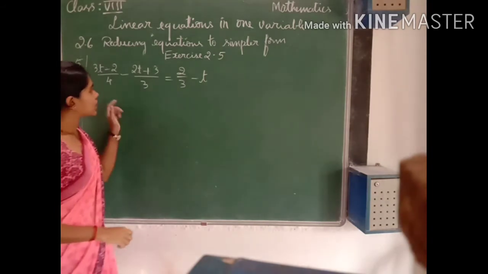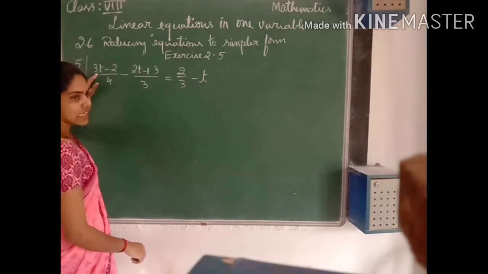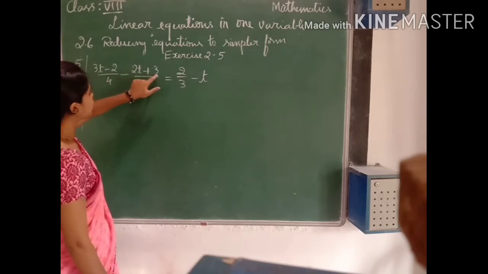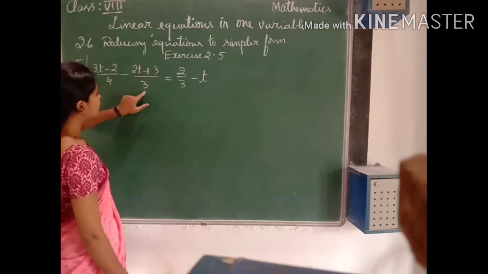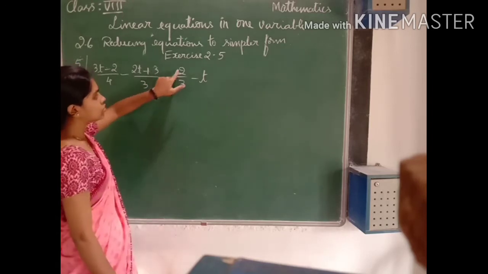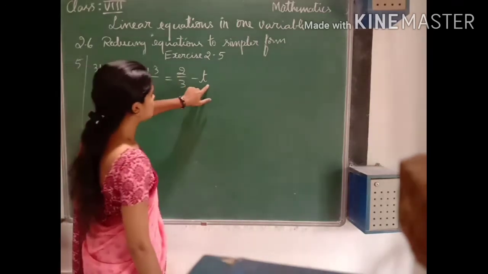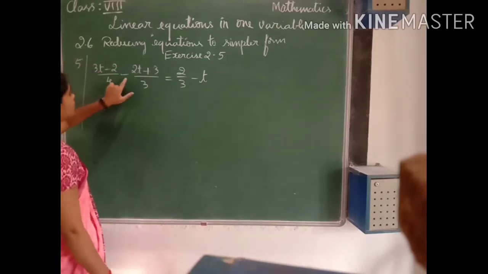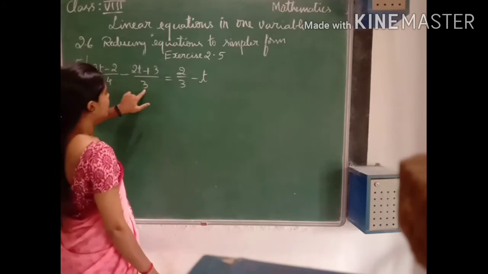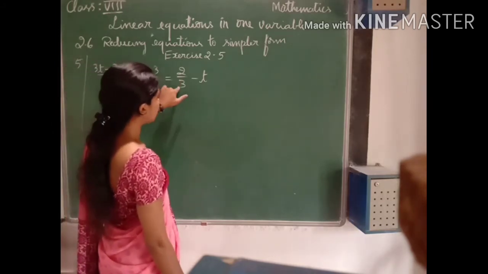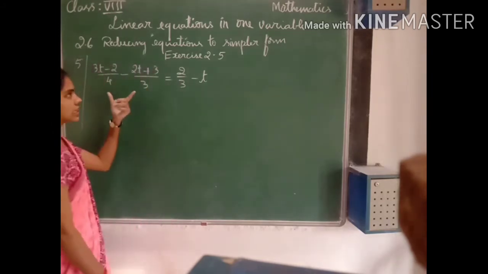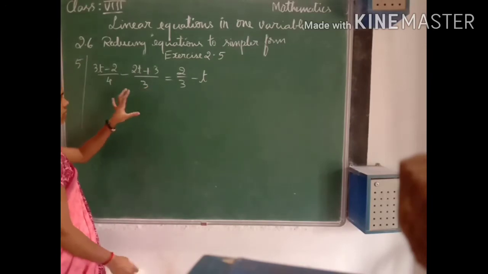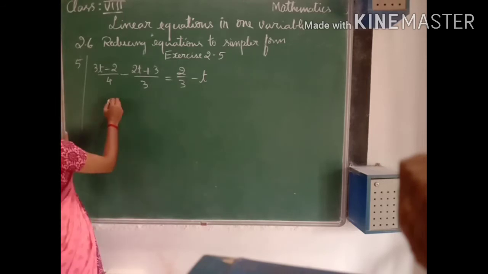Okay, now let me work out the fifth problem. (3t minus 2) divided by 4 minus 2t plus 3 divided by 3 is equal to 2 by 3 minus t. This is a linear equation, but it has different denominators. So let us find a solution for this.